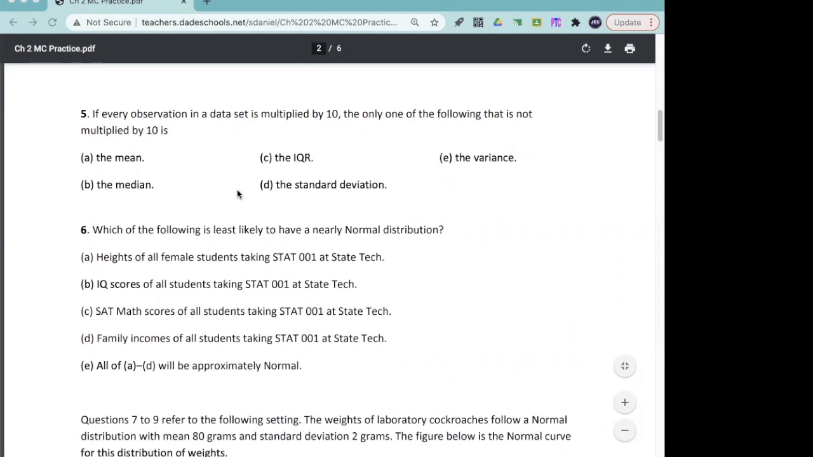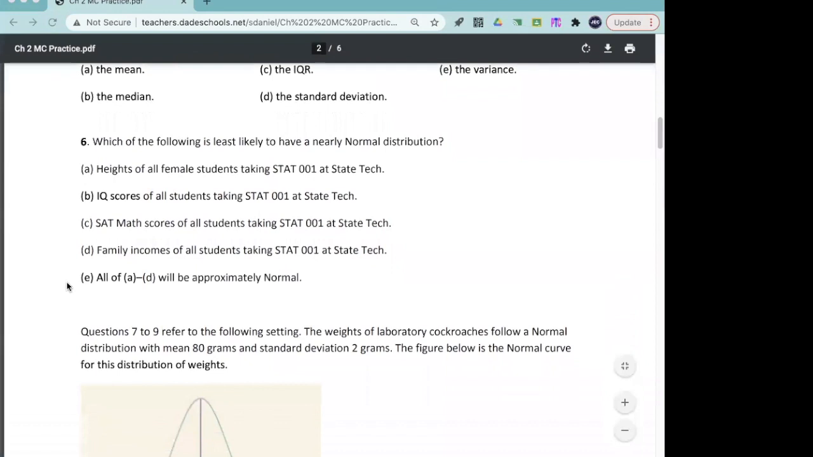Number 5, okay, so multiplying by 10, all of these are multiplied by 10, except for the variance. The standard deviation is multiplied by 10, but remember that the variance is the square of the standard deviation. So if the standard deviation is multiplied by 10, it would make sense the variance is not multiplied by 10. It's multiplied by 100.